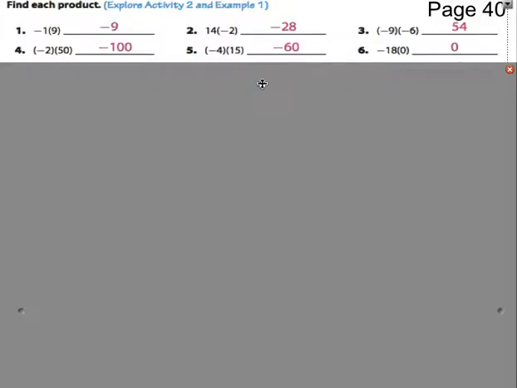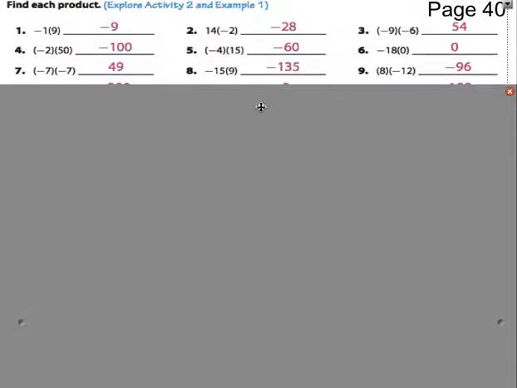Number 4, negative 2 times 50 equals negative 100. Number 5, negative 4 times 15 equals negative 60. Number 6, negative 18 times 0 equals 0. Anything times 0 is going to equal 0. Number 7, negative 7 times negative 7 equals 49. You've got two negative numbers, you get your positive answer.